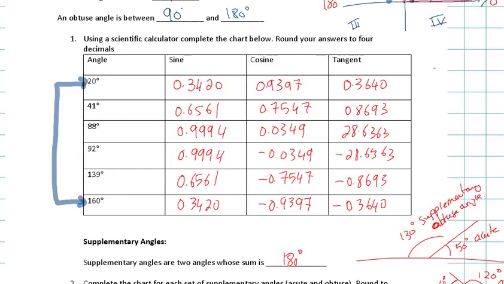Okay. Any other supplementary angles here? 41 and 139. Okay, so 41 and 139. Let's compare their ratios as well. So sine 41 and sine 139, what do you see? They're the same. Okay. How about cosine 41 and cosine 139? Same but opposite sign, right? Tan, same idea. Same but opposite sign. Do we see a pattern?